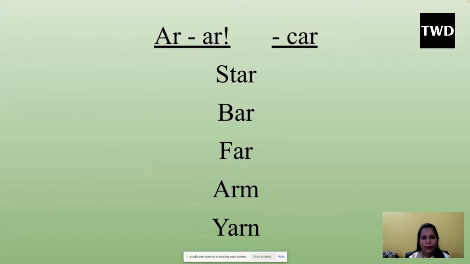AR makes a sound where our last letter, that is R, is going to roll. We have to roll our tongue a little. We are not going to make a clear hard R sound. Car. No, it is not a flat car. Car, star, bar, far, arm, yarn. You have to roll your tongue a little, then only you will get the correct R sound. Some people also pronounce it as a flat star or bar. No, it is car, star, bar, far, arm, yarn.